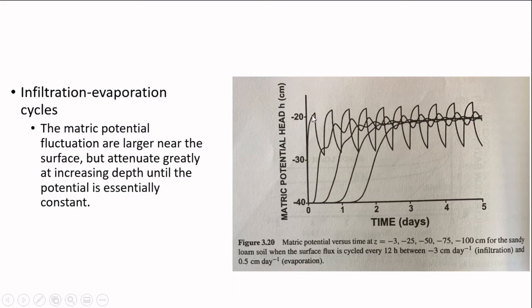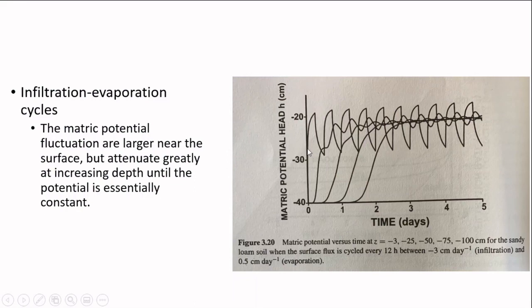All right, so you can see the first one is actually 3 centimeter below the surface. The second one is -25 centimeter below the surface. The third one is -50 centimeter, the fourth one is -75 centimeter, and the final one is -100 centimeter below the surface. So you can see the variations of matric suction. The variations of matric potential also refer to the variations of matric suction. It's the same thing. So this also refers to the volumetric water content.